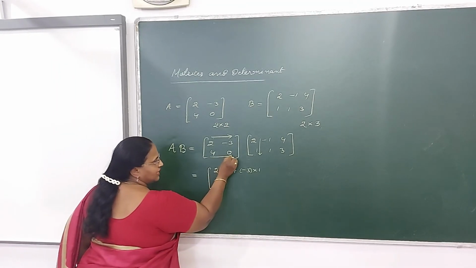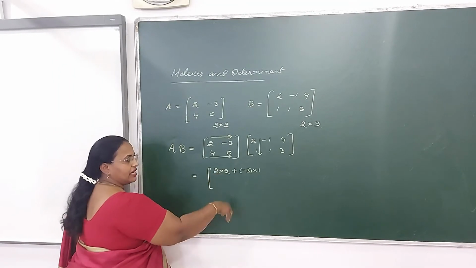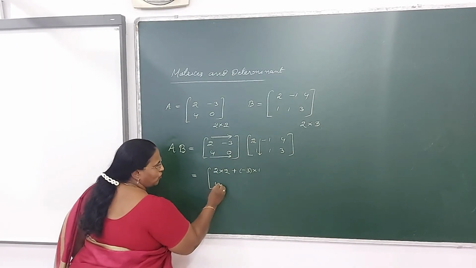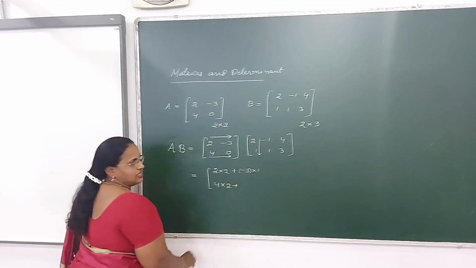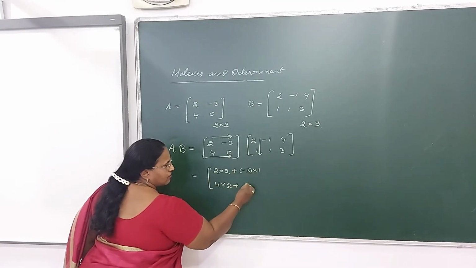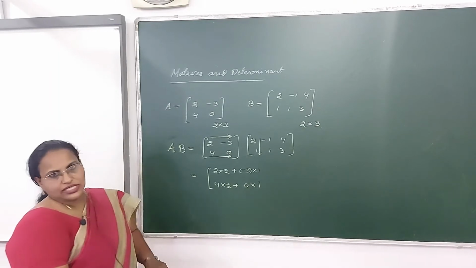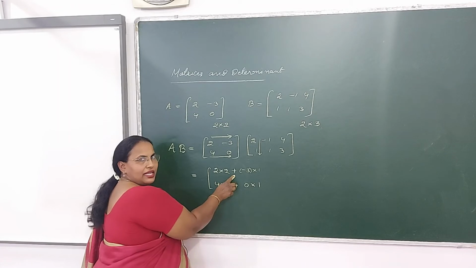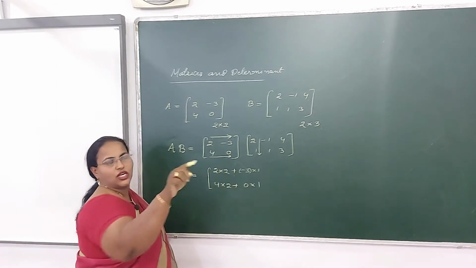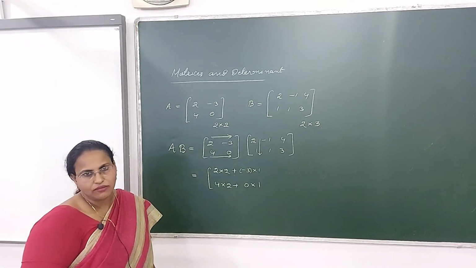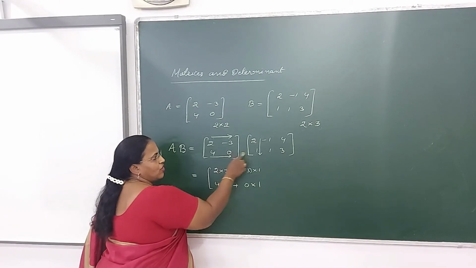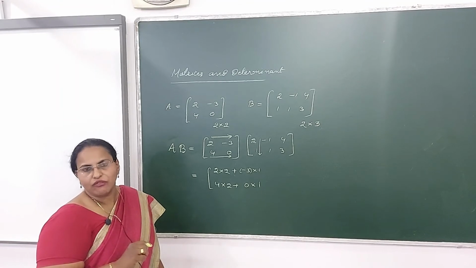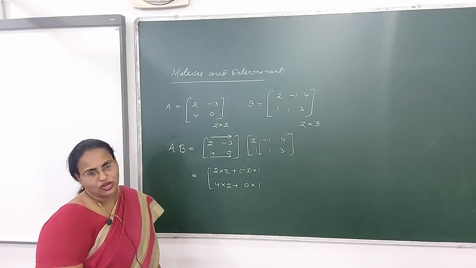So let us move to the second row. The same column we are continuing. So what about this multiplication? It will be 4 into 2 plus 0 into 1. Now once again let me repeat. First row, first column is multiplied in this particular manner, and the result you will be placing in first row, first column. Likewise, second row you will be multiplying it with first column, and the result you will be writing down where? In second row, first column.